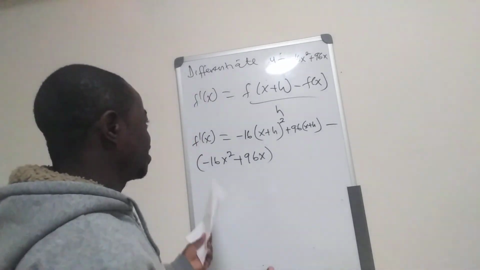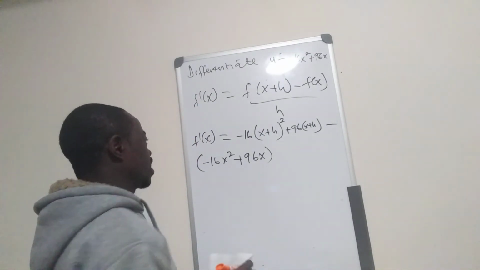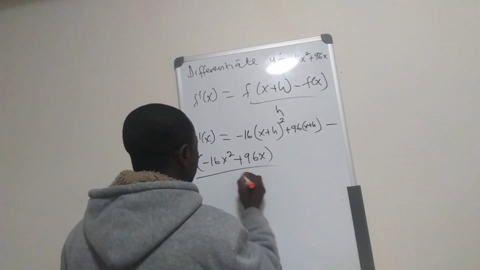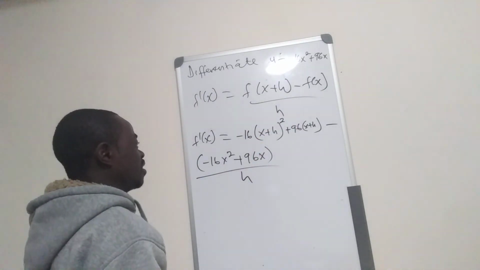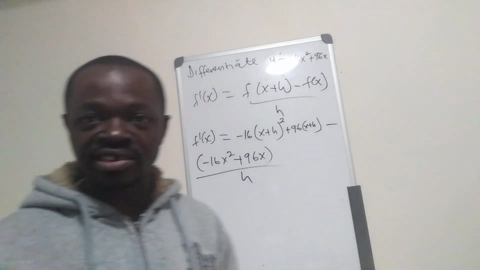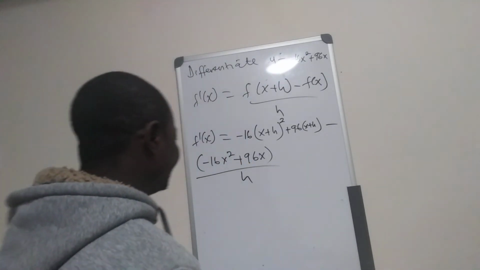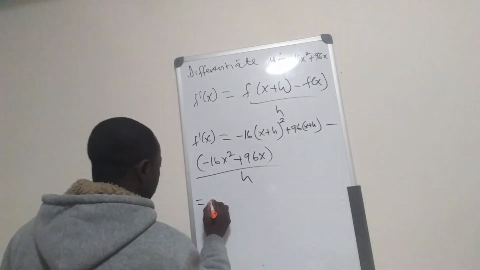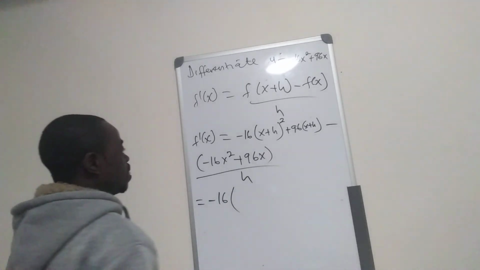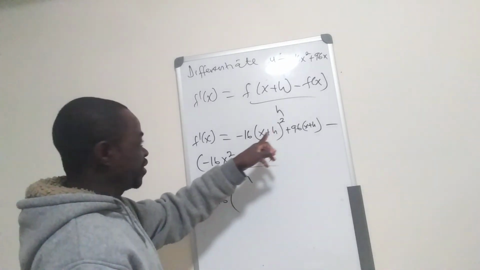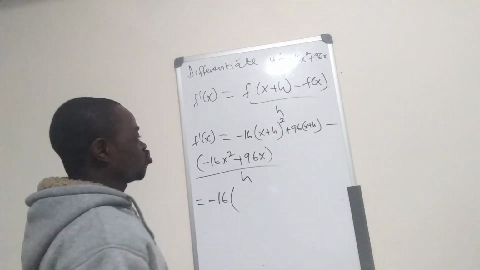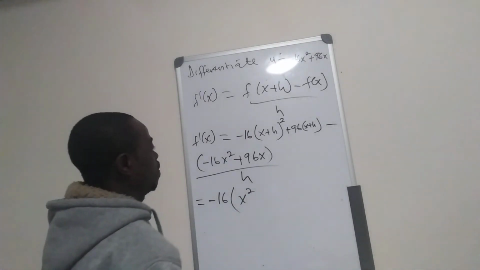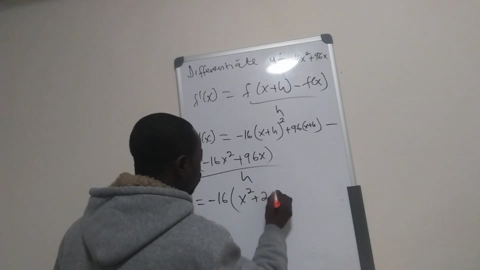Now, this is just simple algebra. Let's see how we can expand this. Oh, sorry, this is all over h. Almost forgot. So don't ever forget the h, that is very important. Right. So, negative 16. Let's try to expand this. If you expand x plus h squared, what are we going to get? So you're going to get x squared, plus 2xh.